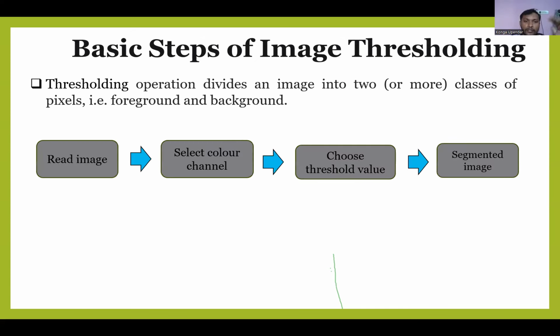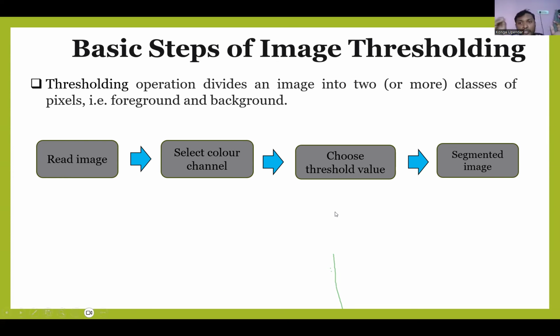Using image processing, first of all, we need to take an image. Maybe you are working with an image data set. You take an image, then first select the color channel. In the previous slides, I explained the RGB color model, HSV color model, and Lab color model. Which color model you want to take, I already told you, is based on the problem. We'll take that based on the problem.